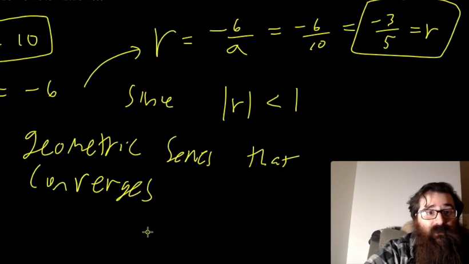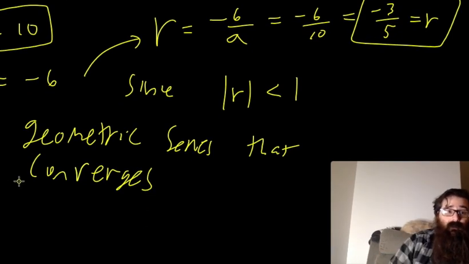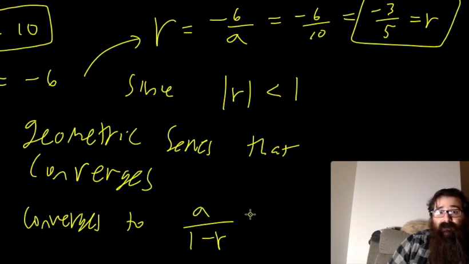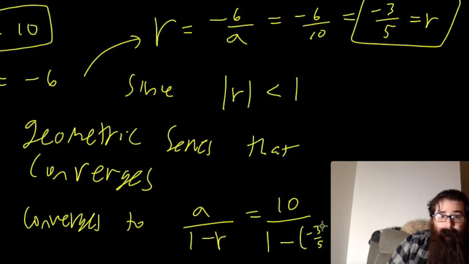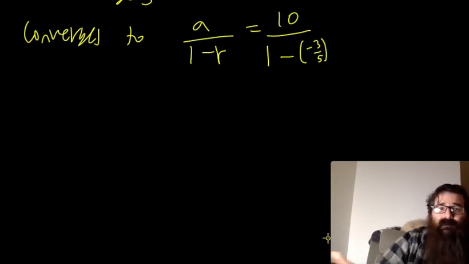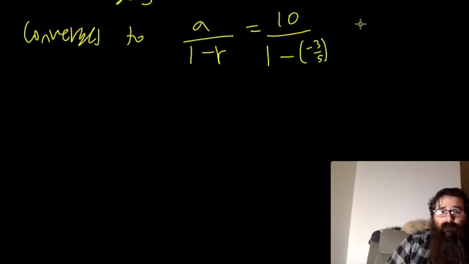But a follow-up question is, well, what does it converge to? We'd say it converges to a over 1 minus r, but I know what these pieces are, so I want to throw it in there. a is 10, divided by 1 minus r, and r is -3/5. And you know we shouldn't leave our answer like this, so let's keep going with it.